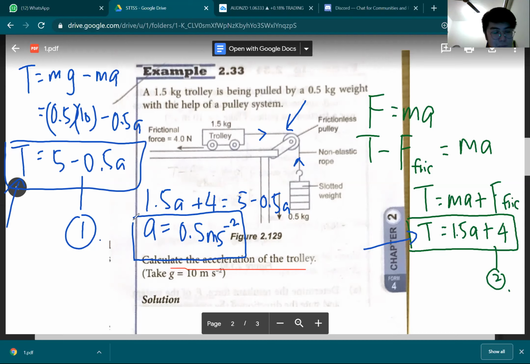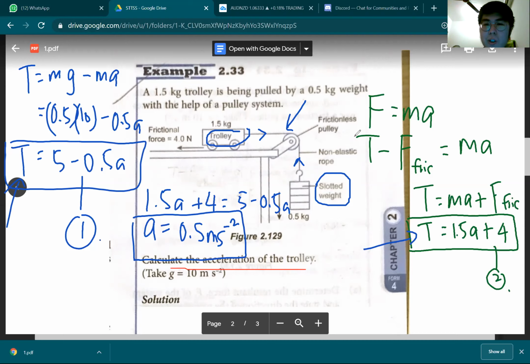Understand? Okay. So acceleration of the system is 0.5. So the slotted weight and the trolley will accelerate at the same value, which is 0.5. Okay. Why two of them same? Because two of them are connected ma. So one accelerated at 0.5, the other must be accelerating at 0.5 too.